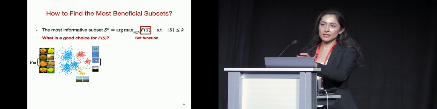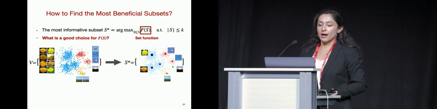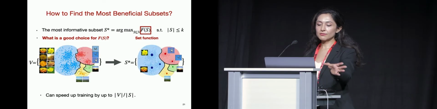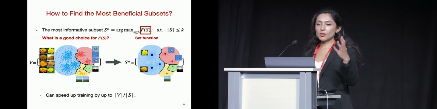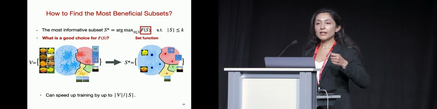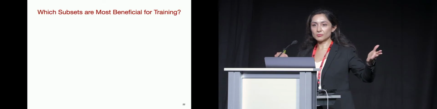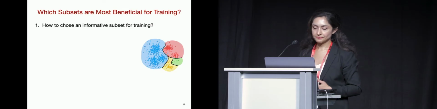So the big question is: what should this set function be? What should F be? To be concrete, imagine we have big data on the left. We want to find the smallest subset on the right, such that if we train a model on the left and on the right, we get more or less the same model or a similar performance. If we can do this, we can speed up our training by the size of the big data V over the size of the small data on the right, which is S.